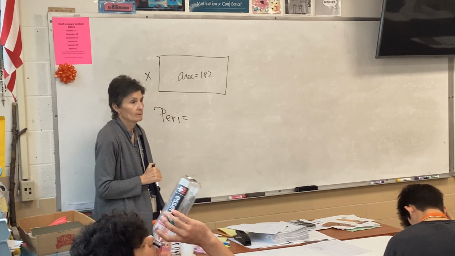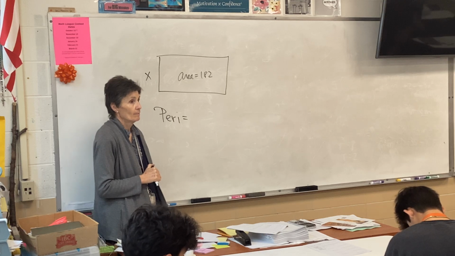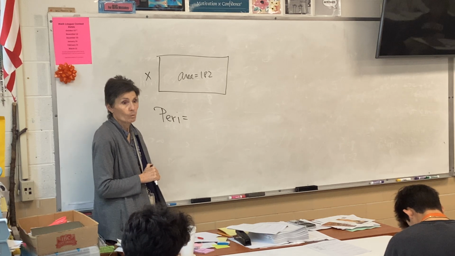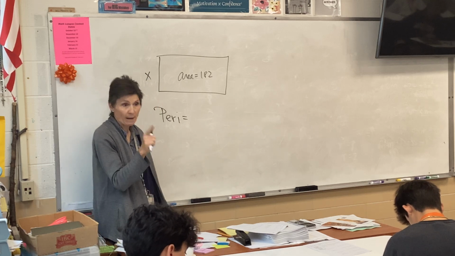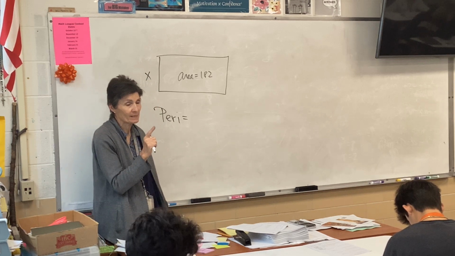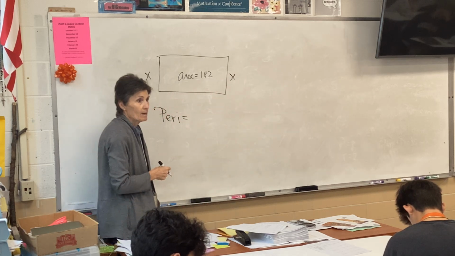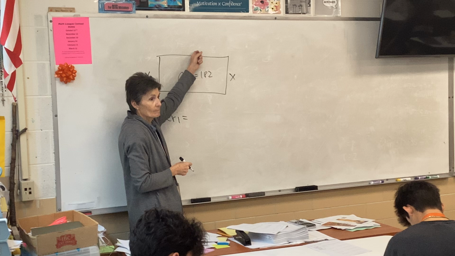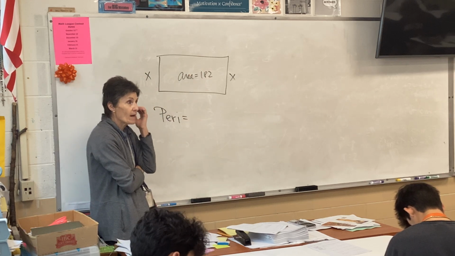Okay? What are your thoughts? So I'm going to add up all the sides. The problem is, I know that's X and this then would be X, but I don't know what these are. Okay? So any thoughts on that?